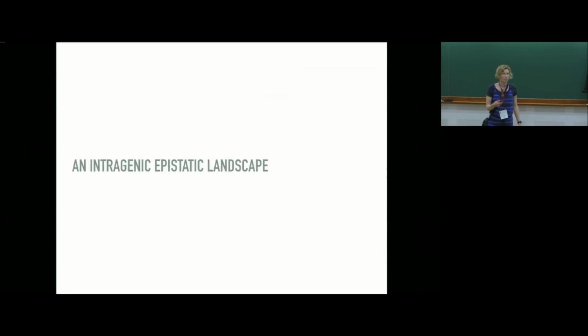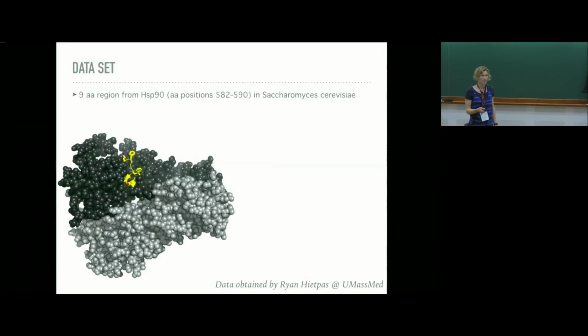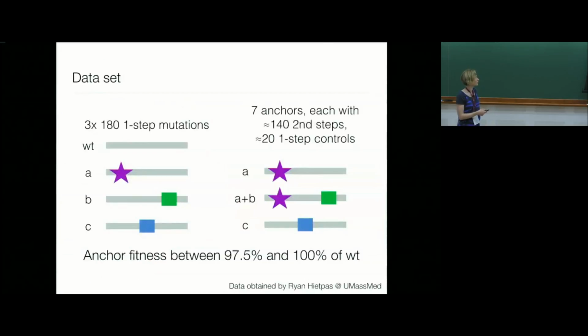The first one I'm going to talk about is an intragenic, within-protein landscape that goes back to what I was talking about yesterday, this little region in the HSP90 protein. You remember that we had these 9 amino acids. After studying the single step mutations that I talked about yesterday, we wanted to look into whether we find epistasis if we make more than one mutational step. So we took this wild type strain, and in the data set that I presented yesterday, we basically had 180 amino acid mutations.